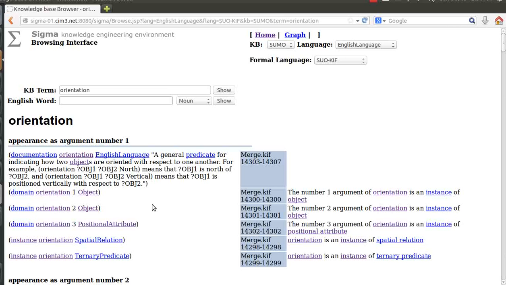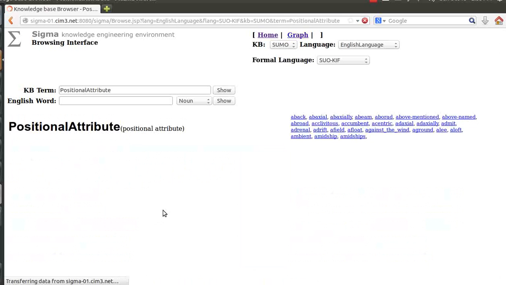Another example of why having an expressive language like SUO-KIF that can handle arbitrary numbers of arguments is really important, because the notion of orientation is just fundamentally a relationship amongst three things. Hard to reduce it there, and silly if you had to. So let's see. So we've got a relationship with two objects and then an attribute that holds between them. Position. Yeah, positional attribute. All right, so let's see what positional attributes we have.